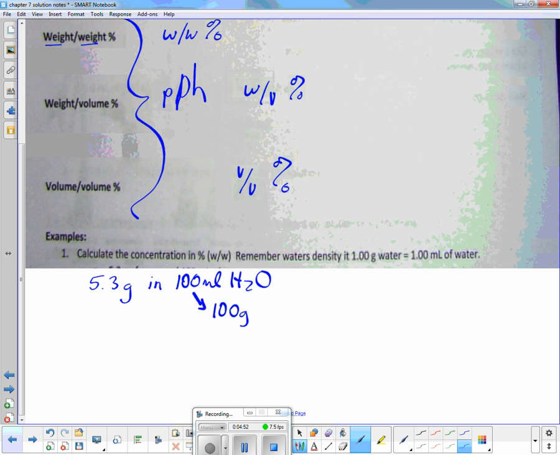So when I do weight to weight percent, I've got to take the weight, 5.3, divided by 105.3, because I need the total mass on the bottom. Then I would times it by 100 and I would get my answer. We usually report percent in 2 after the decimal. Not hard, right? Pretty easy.